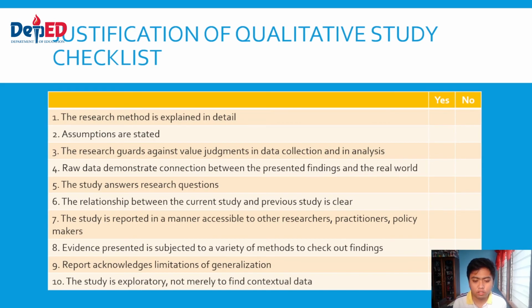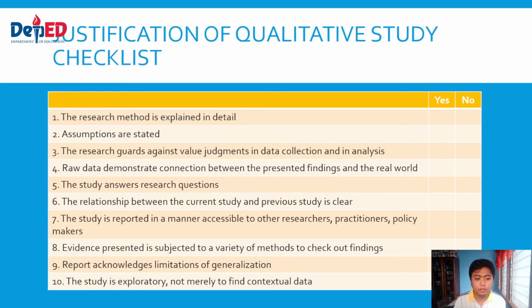Raw data demonstrate connection between the presented findings and the real world. This is already part of the introduction under the related literature. The study answers the research question, again introduction. The relationship between the current study and the previous study is clear, already part of the review of related literature. The study is reported in a manner accessible to other researchers, practitioners, and policymakers. This is part of your introduction. Evidence presented is subjected to a variety of methods to check out findings.